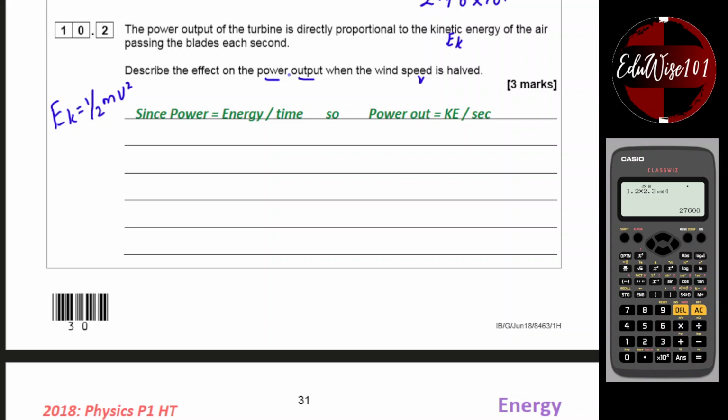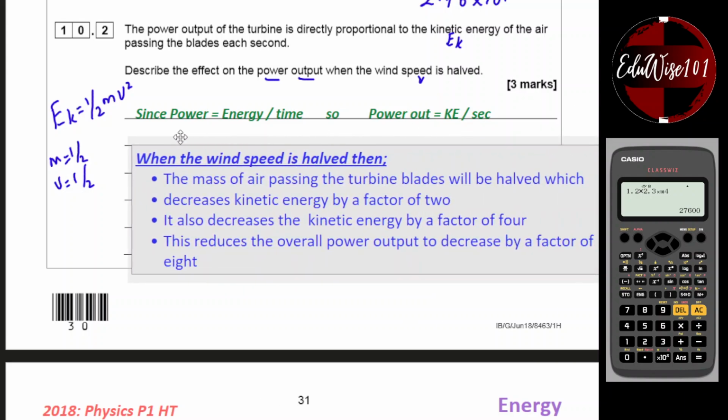Describe the effect on the power output when the wind speed is halved. If the wind speed is halved, the amount of air that is passing through will also be halved. So the mass is going to be halved, and the wind speed is also halved. So if you double the speed, it increases by a factor of 4. If you halve the speed, it will reduce by a factor of 4. So here's the written answer.